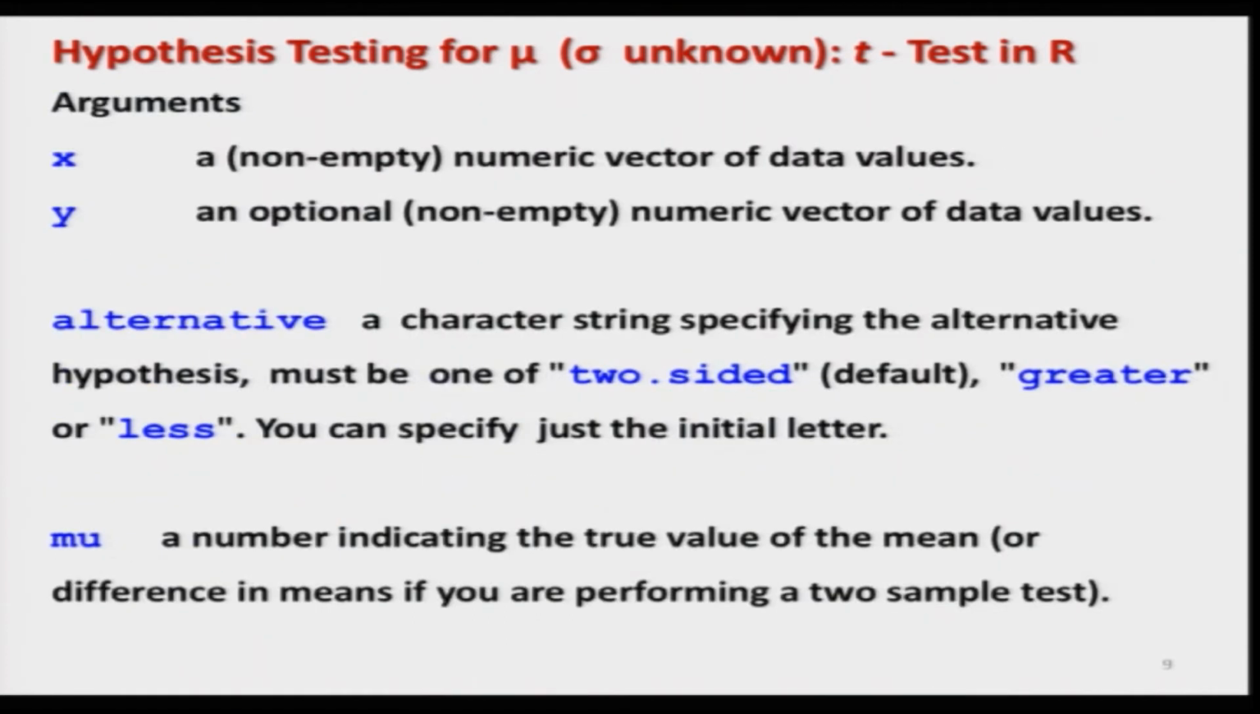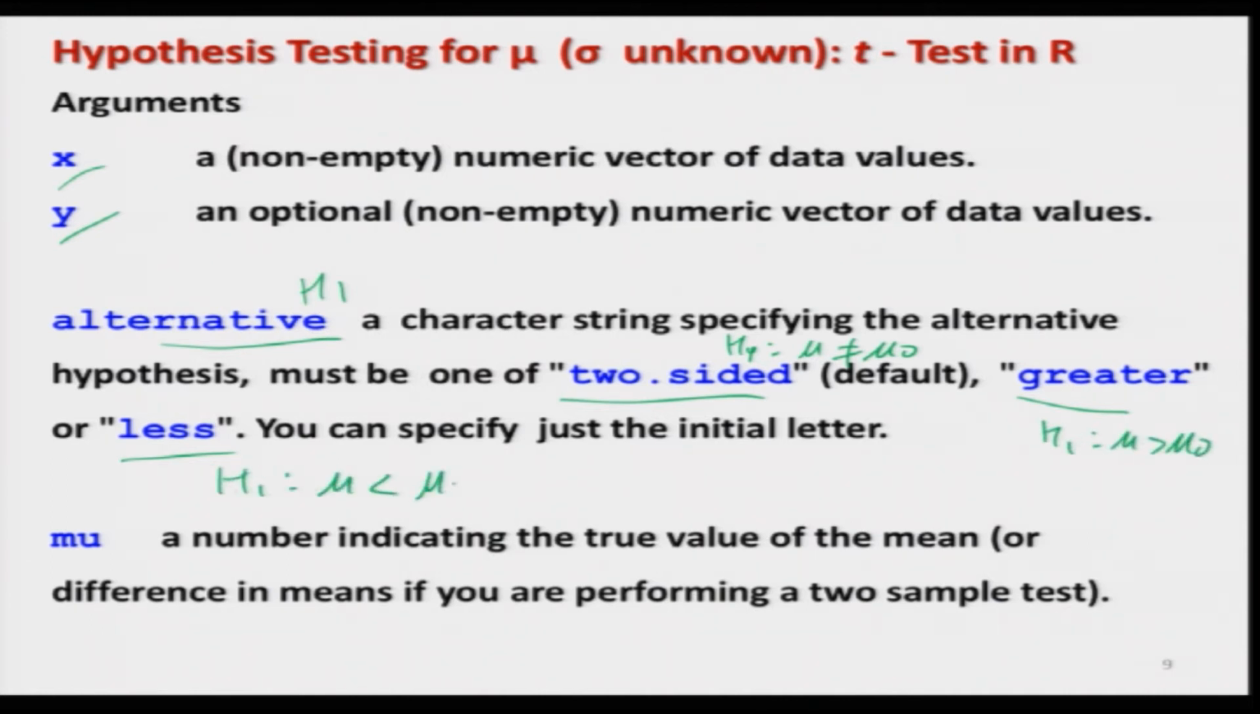Now here I have given the details of what I just explained: x and y are the data vectors, and alternative is the specification for the alternative hypothesis. This can be two sided, greater or less. Two sided means H1 is mu not equal to mu naught, greater means H1 is mu greater than mu naught, and less means H1 is mu less than mu naught, and mu here is the value of mu naught. That is as simple as that.